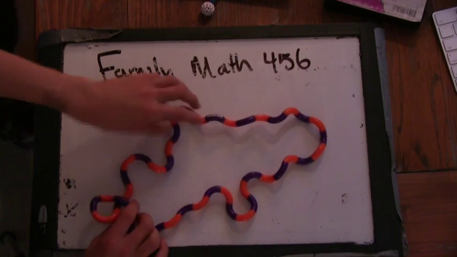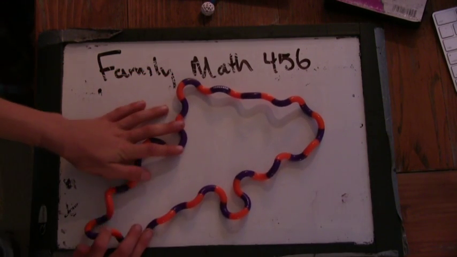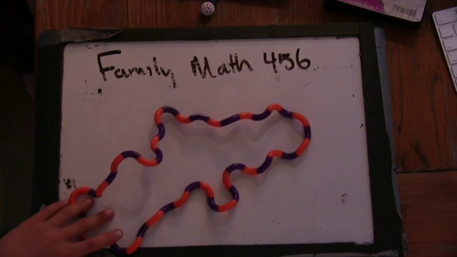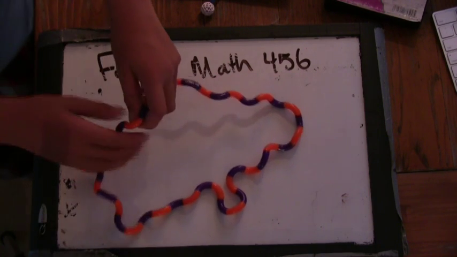What about 3 crossings? Do you think there's a knot with 3 crossings? We made the trefoil one. Yeah, the trefoil knot. How do you make the trefoil knot? Can you turn that into the trefoil knot?